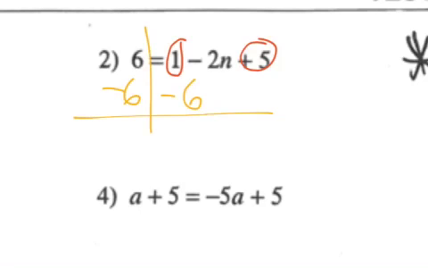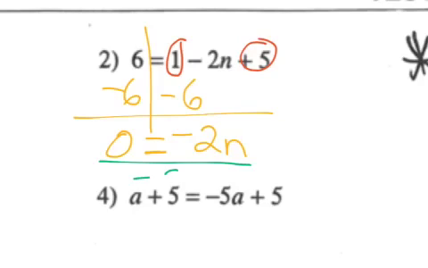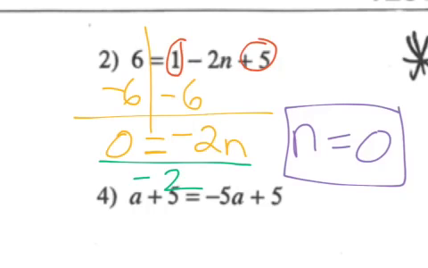giving me 0 equals negative 2n. Now I divide by negative 2. I get 0 divided by negative 2. If you'll punch that in your calculator, then you should get n equals 0. Okay? Now, I want you to try this. You punched it in as 0 divided by negative 2. Now try punching it in as negative 2 divided by 0.